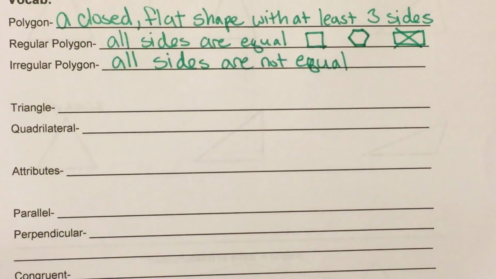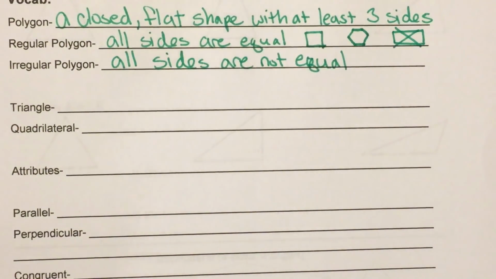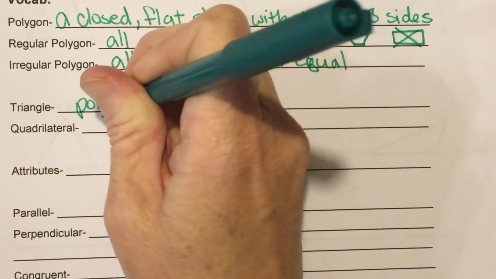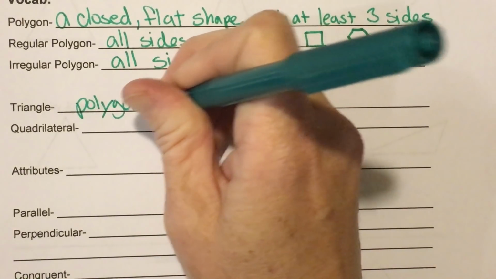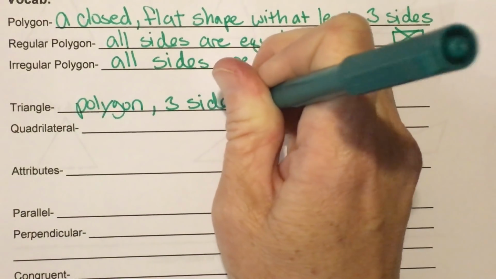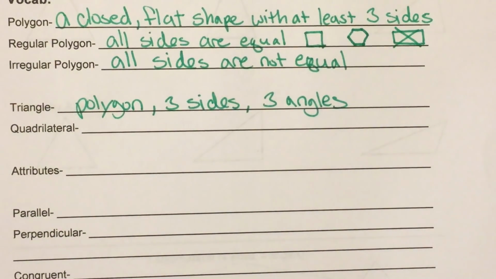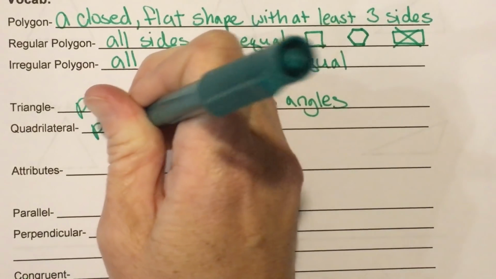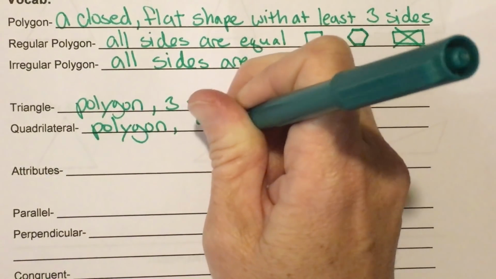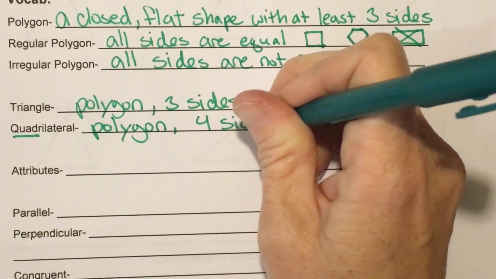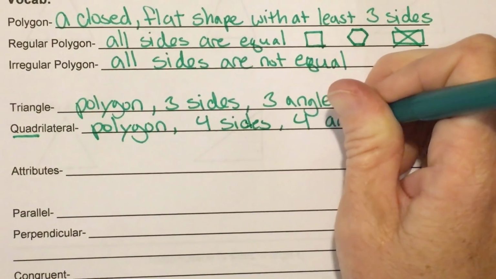Okay, our next set of vocabulary words is the 2 types of polygons we're going to be working with. The first type of polygon we're going to work with is a triangle. A triangle is a polygon that has 3 sides and 3 angles. And then the other type of polygon we're going to work with is a quadrilateral. A quadrilateral is also considered a polygon, and it has 4 sides, and we get that from the word quad, 4 sides and 4 angles.